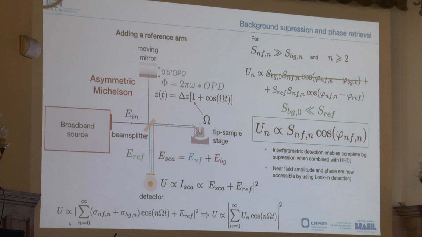Near field amplitude and phase are now accessible if you synchronize your tip with the measurement, and the reference arm allows demultiplexing the broadband response of the source in this case. So that's the inclusion of the known concept into the asymmetric Michelson interferometer that I showed you before.